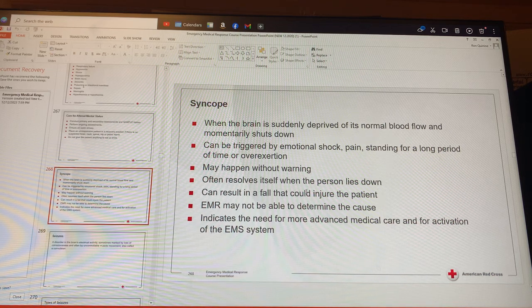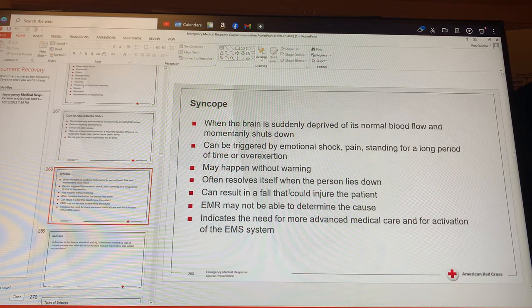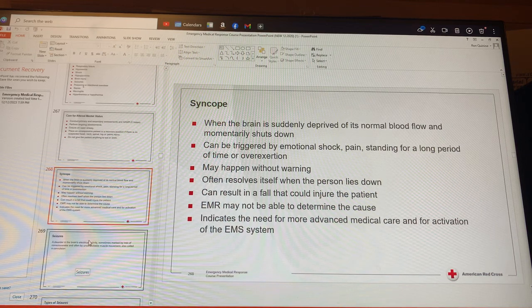Syncope, when the brain is suddenly deprived of its normal blood flow and momentarily shuts down, can be triggered by emotional shock, pain, standing for a long period of time, or overexertion. May happen without warning. Often resolves itself when the person lies down. Can result in a fall that could injure the patient. EMR may not be able to determine the cause. Indicates the need for more advanced medical care and for activation of the EMS system.